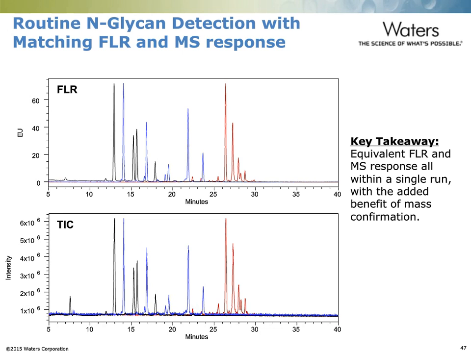And that allows us then to not only get quantitative information by using the fluorescence trace, but also to get mass information within the same experiment by monitoring with the QDa as an inline detector. So all the flow that goes through the fluorescence will go into the QDa, and we get both data streams from one analysis.